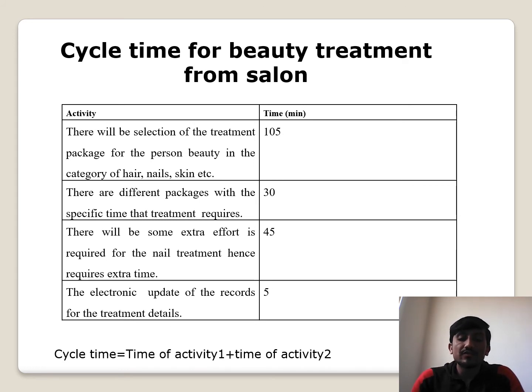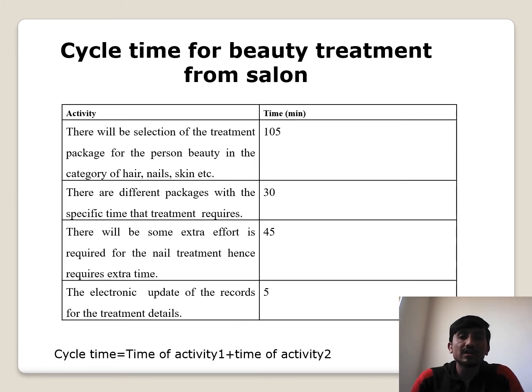Here I am going to talk about cycle time for beauty treatment for the salon. The cycle time for the treatment at the salon is the total time that will be required for completing the activity. The total time will include all the sub-activities that will be required to complete the whole activity. There are plenty of sub-activities that are required to be completed. We can look at this slide.